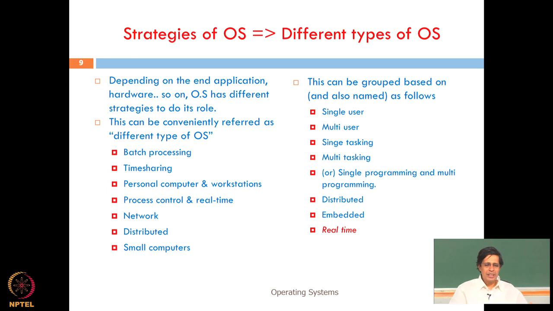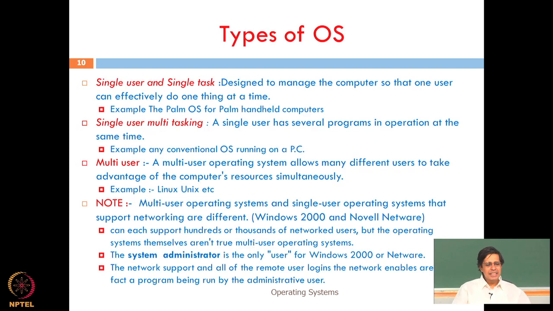So these are all different types of operating systems that we see. Very quickly, we will define these things because these are very important for us to further investigate. A single user operating system or single task operating system is designed to manage the computer so that one user can effectively do one thing at a time.